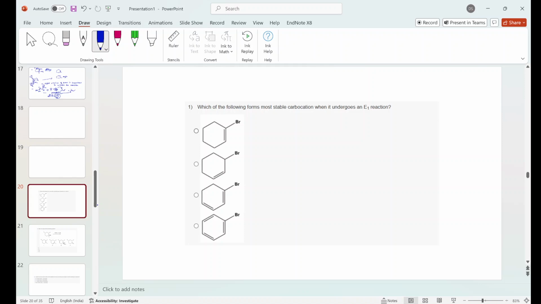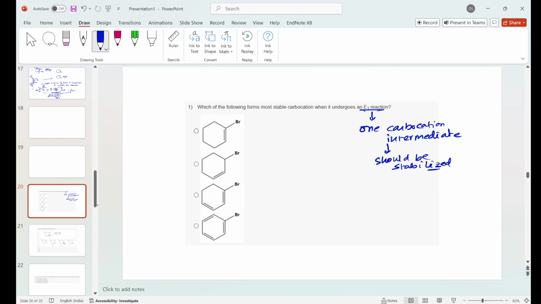So this was the practice set for this week. Which of the following forms more stable carbocation when it undergoes E1 reaction? E1 reaction, as we all know, tells that the carbocation intermediate should be stabilized.